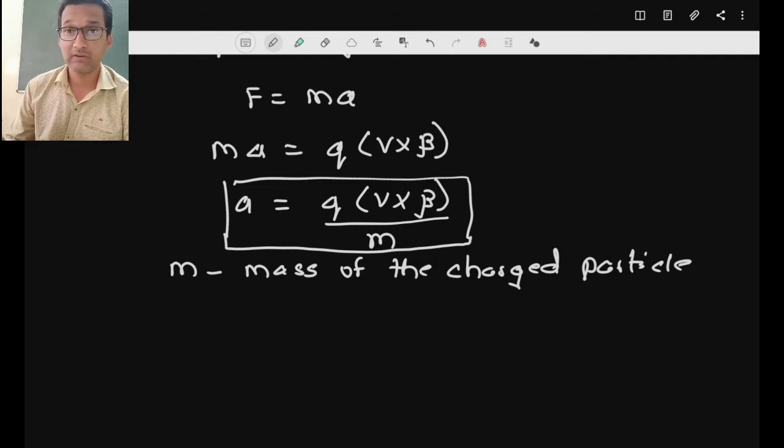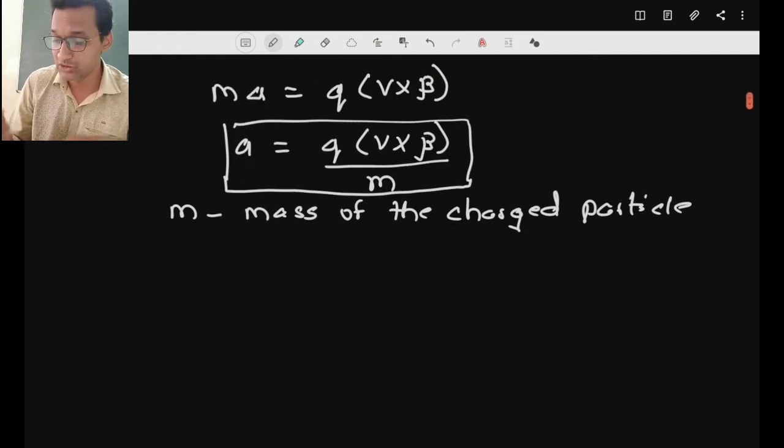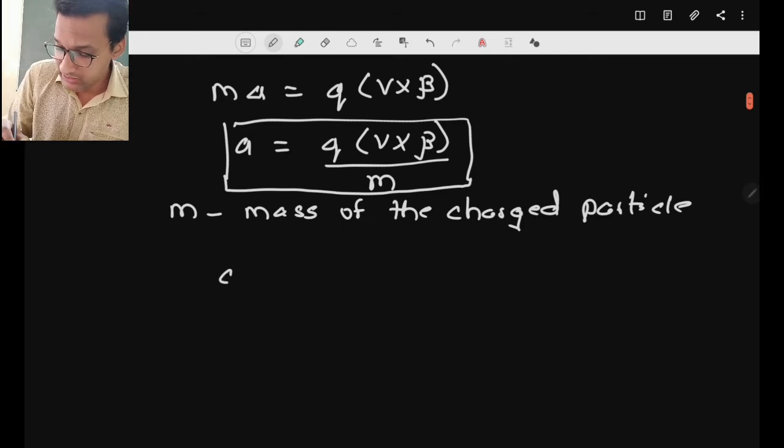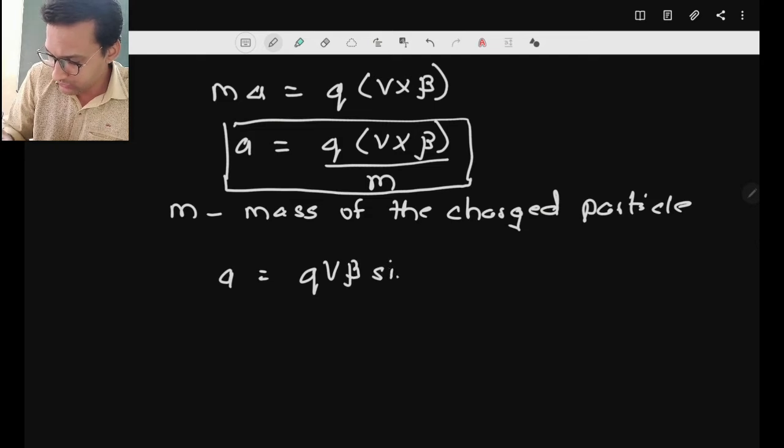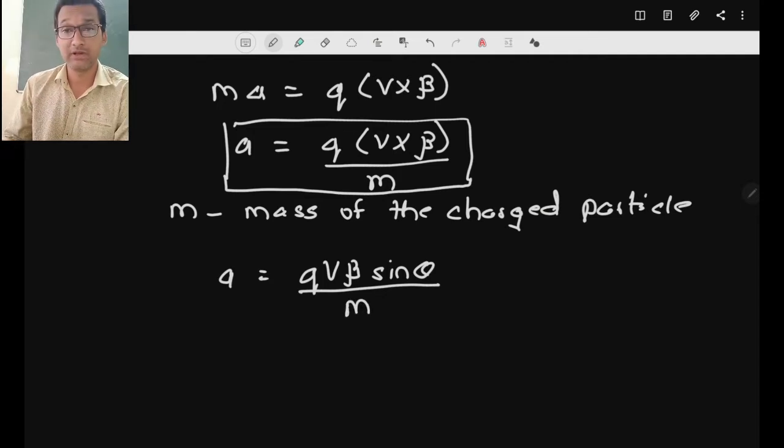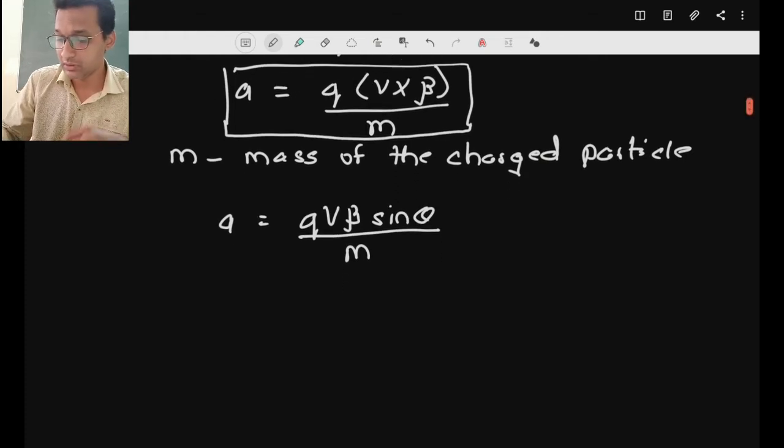First, we are going to find the equation for the acceleration. Now, you can see that it is a cross product. That means it will be Q into V B sine theta. So, we can write this as acceleration will be equal to Q V B into sine theta divided by m, where theta is the angle between velocity and magnetic field. So, this angle will be very important.